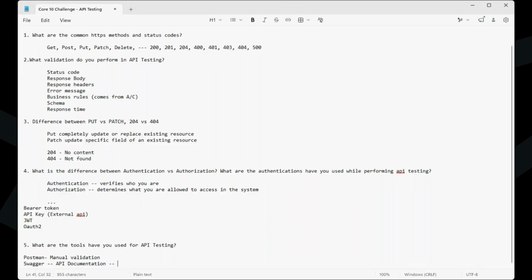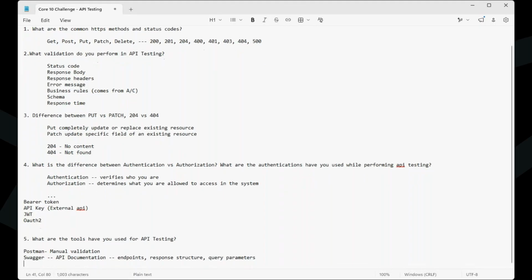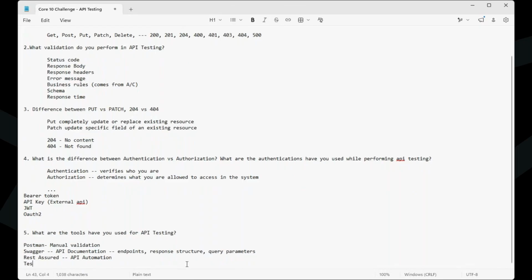From where do we get the endpoints? We understand the response structure, we understand query parameters from the Swagger document. And you can talk about REST Assured for API automation. Then TestNG, right? TestNG for what? TestNG for test execution.